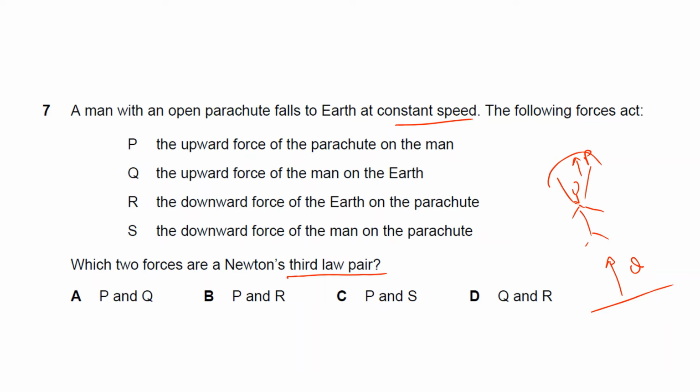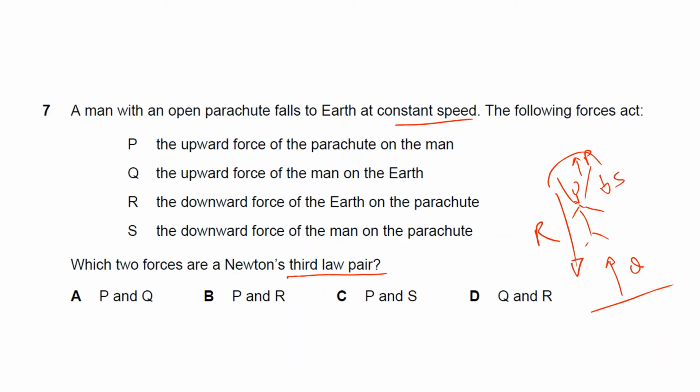Now, if you don't know about this, I can't really discuss it in this video. It's a very, very long concept, but one day inshallah I'll tell you how that even makes sense. And R is the downward force of the earth on the parachute. So the earth is pulling the parachute down because of its weight, obviously. That is R. And then the downward force of the man on the parachute, so the man is also pulling the parachute down, and this is S.